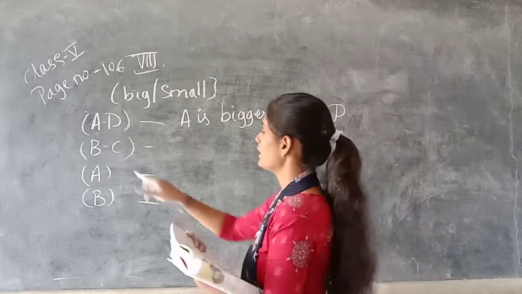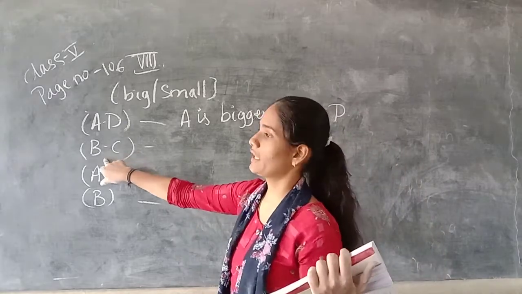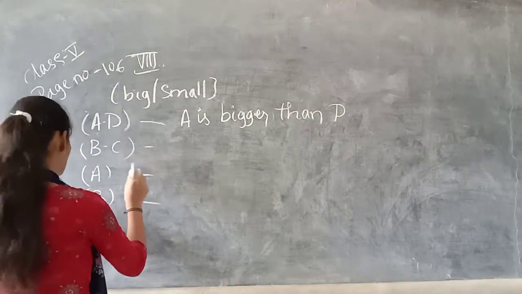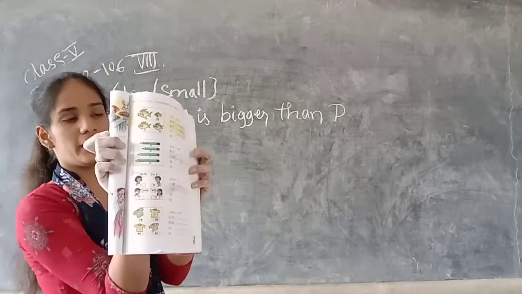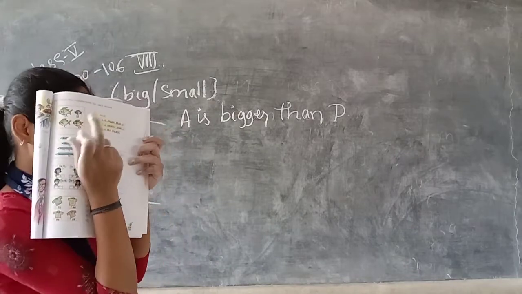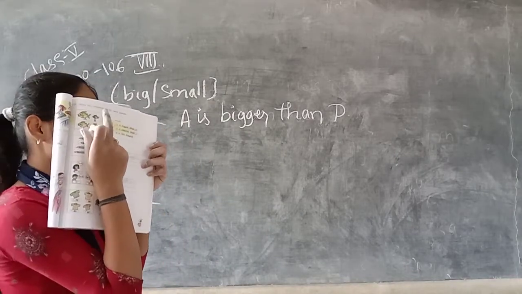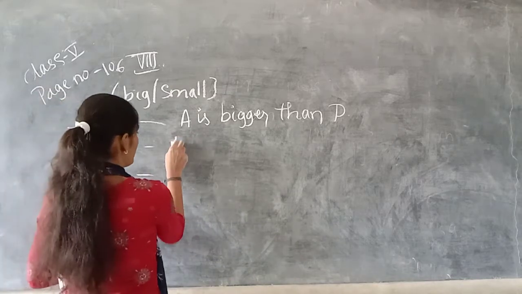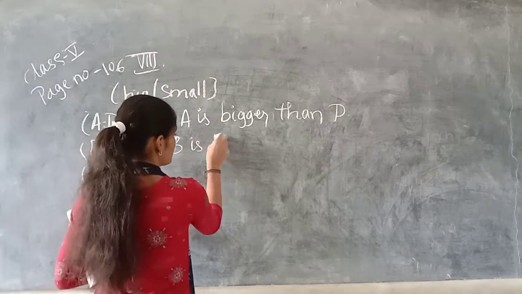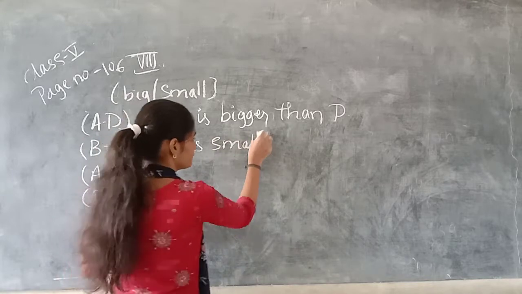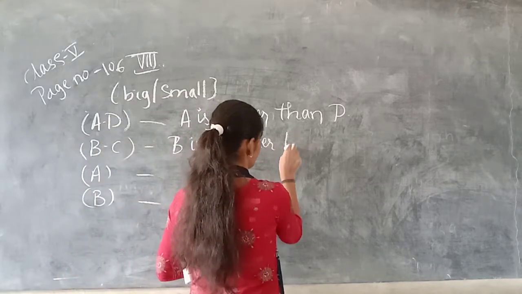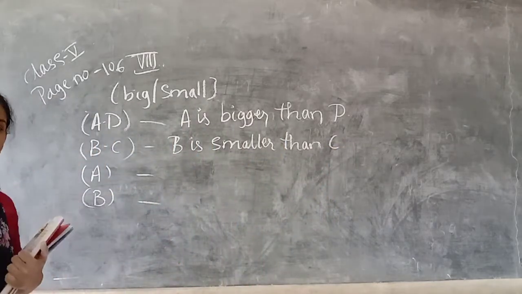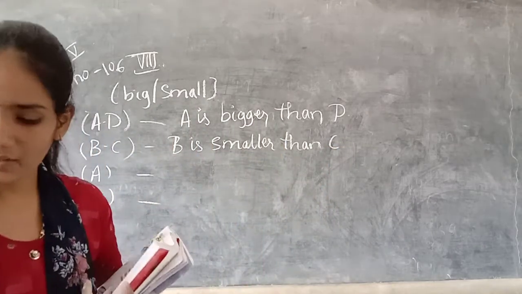Yes? See here B, C. So we have to compare B with C. So see here B is smaller than C. See the B fish and C fish. Who is small? B is small. So here we have to compare B with C. So B is smaller than C.